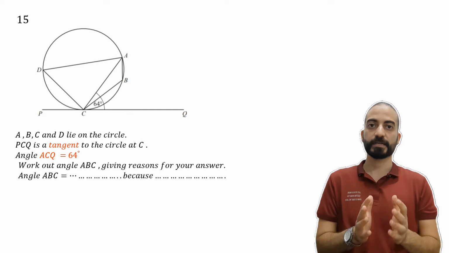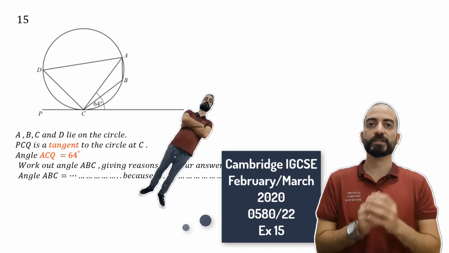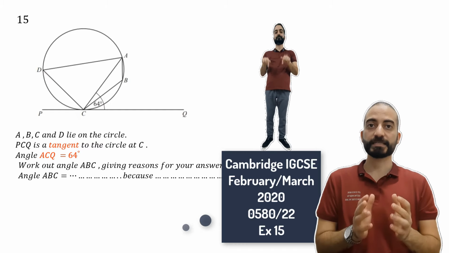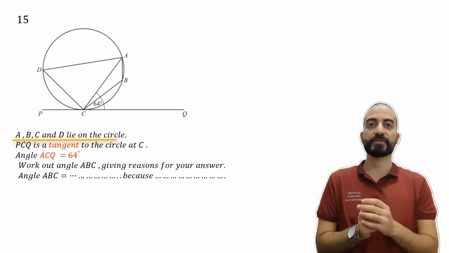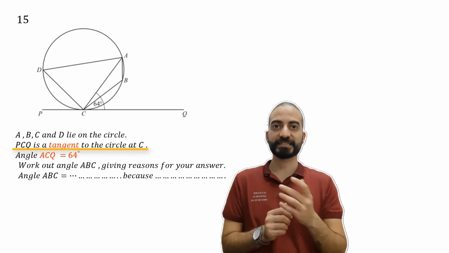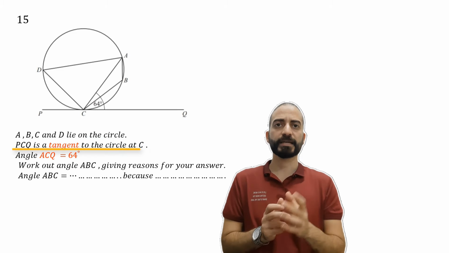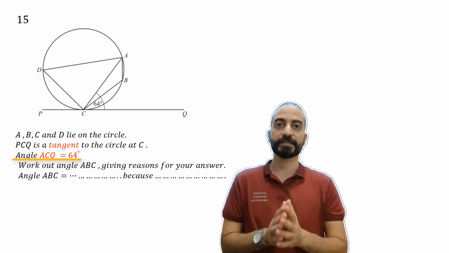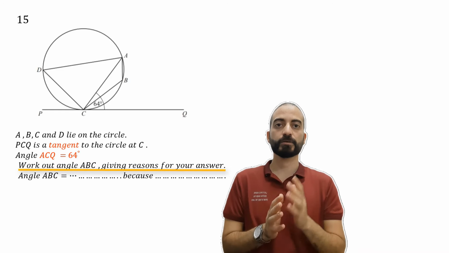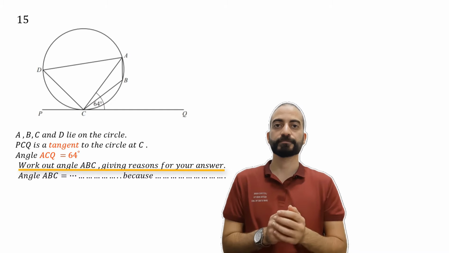Hello everyone. We will start by solving question 15 of the Cambridge IGCSE 2020 exam. He tells us in this question, A, B, C and D lie on the circle. BCQ is a tangent to the circle at C. Angle ACQ equals 64 degrees. Work out angle ABC, giving reasons for your answer.